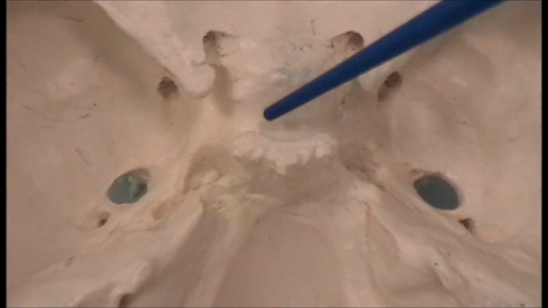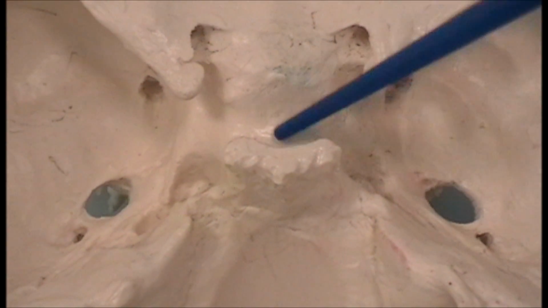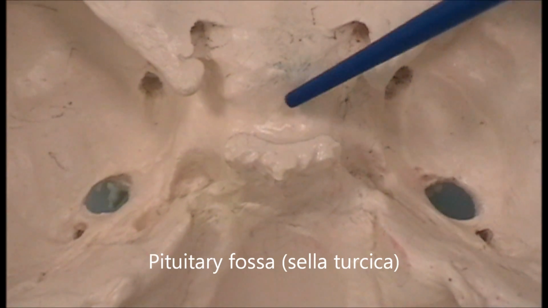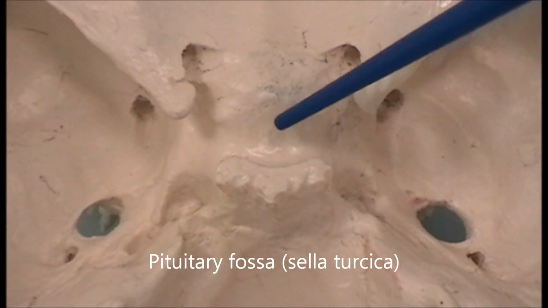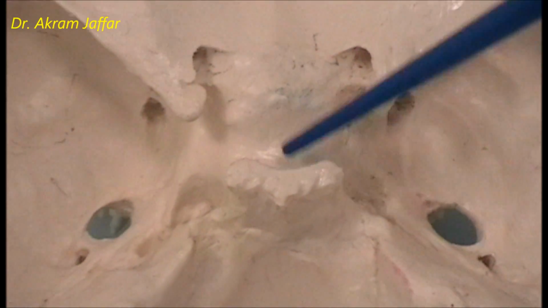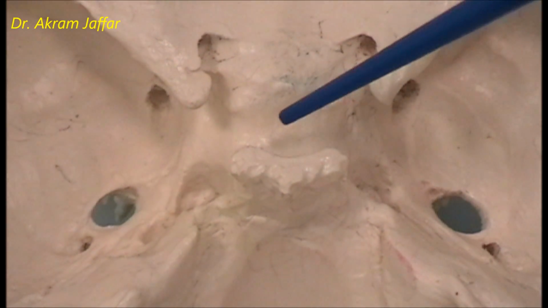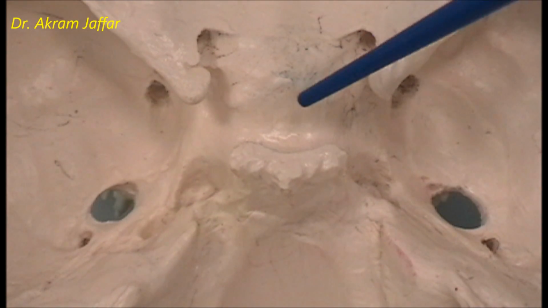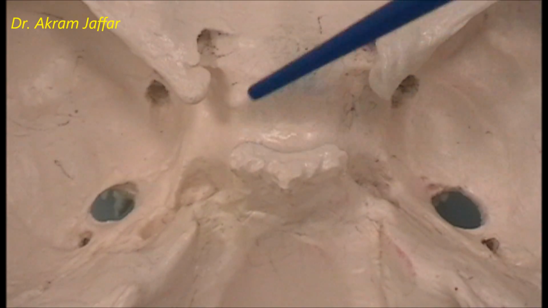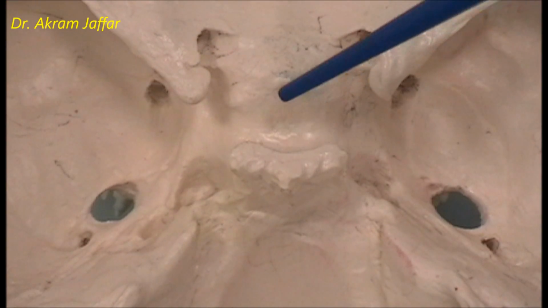In the superior part of the body of the sphenoid is a fossa, which is called the pituitary fossa, or the sella turcica. It is called the pituitary fossa because it contains the pituitary gland. And it's called the sella turcica because the region here looks like a Turkish saddle.